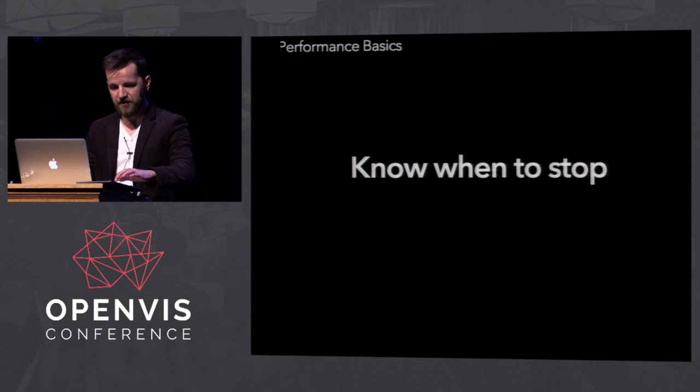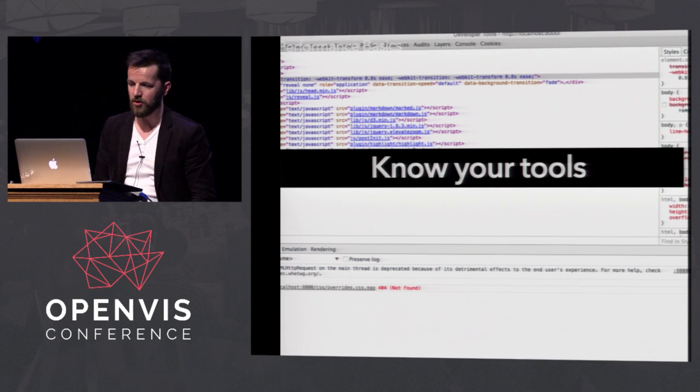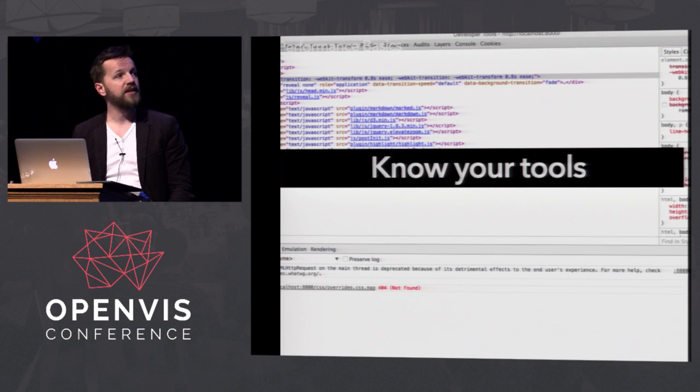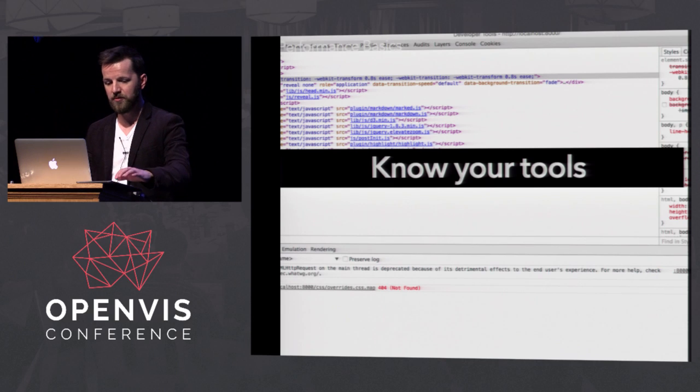Know when to stop, but if you don't want to stop yet, what's really important is to know your tools. If you haven't looked at the various things that are possible with Chrome's or Safari's dev tools or Firebug in Firefox, learn that by heart, because there's so much great stuff in there that actually lets you zoom in on the single line of JavaScript code that messes up your whole performance. That's really powerful, and there are lots and lots of resources on the web to learn about this stuff.